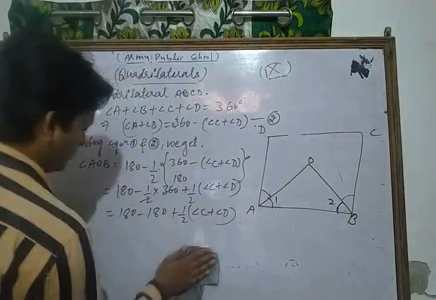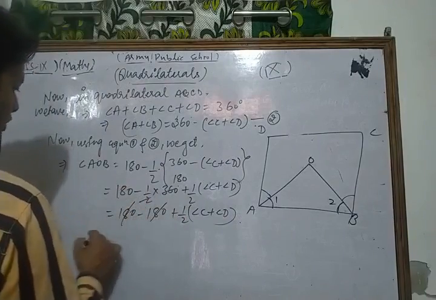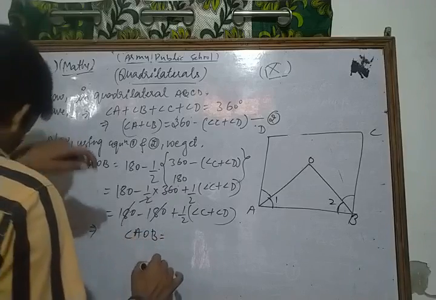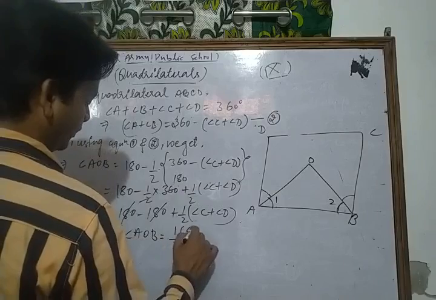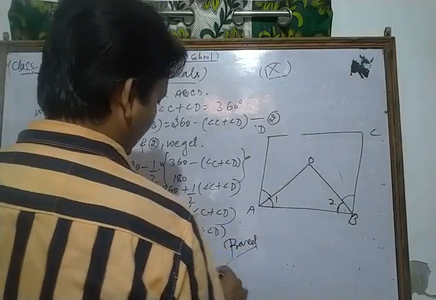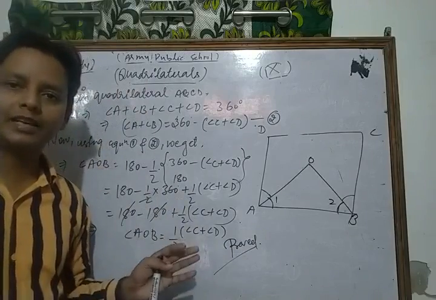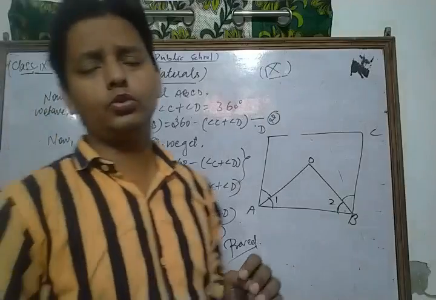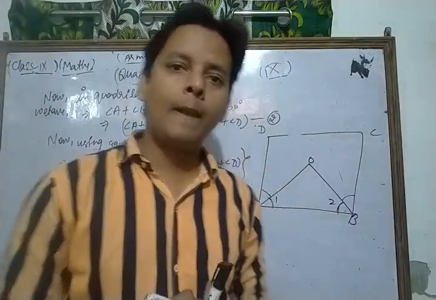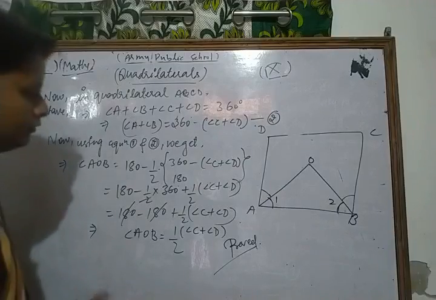How? 180 and 180 cancel each other, so we have angle AOB is equal to half of angle C plus angle D. Hence proved. So dear student, this is the method to solve this type of questions. Please do more and more practice of this type of questions. After that you can solve each and every question of your NCERT exercise based on these topics.